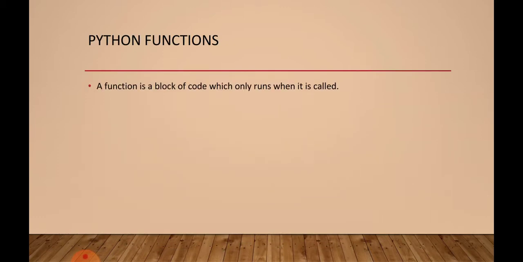Python function. A function is a block of code which only runs when it is called. We can pass data, known as parameters, into a function. For example, in the print function, we are giving some text and the print function will print it. For example, you have created your own function, print my name, and you have given your name as a parameter there. So it will print your name.